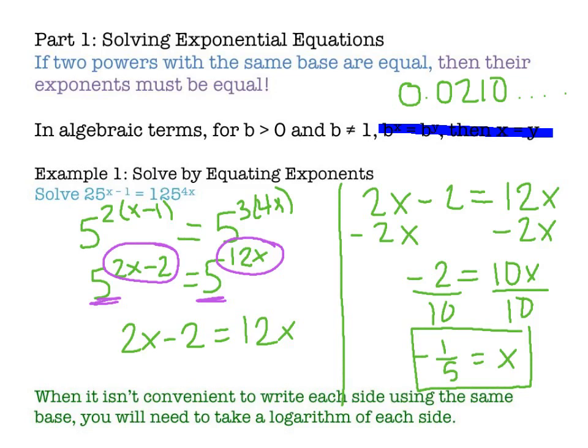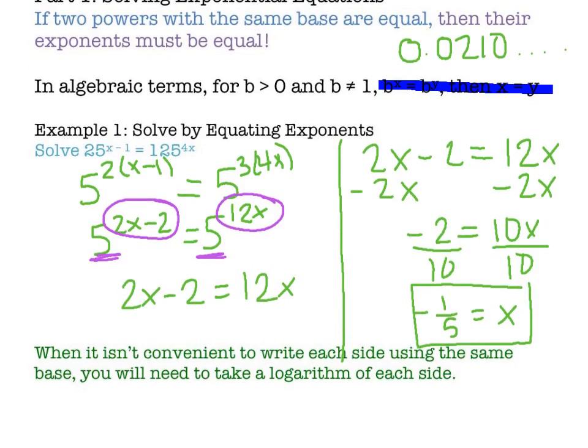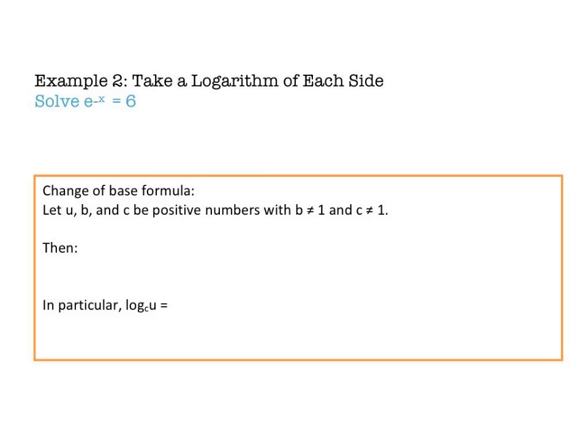The problem with this, which you may have already guessed, is that it's not always convenient to do that. It's not always going to be the case that you look at an equation and you see how you could rewrite that equation with the same base on either side. So we'll look at an example next where we don't have that, and we need to take a logarithm of each side.